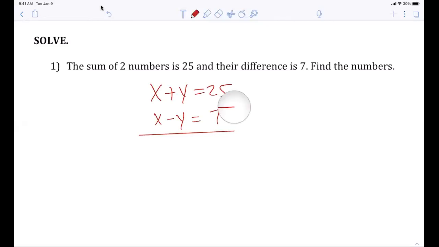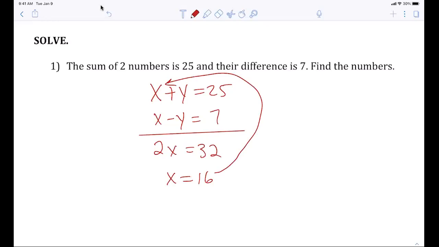And so now, add them together. 2x equals 32. X equals 16. Plug 16 back in, is that correct? And y equals 9.